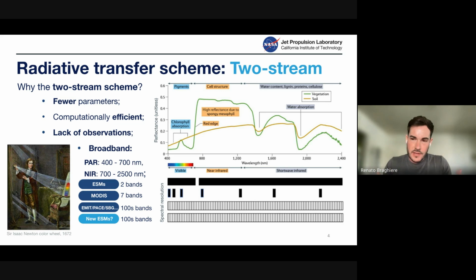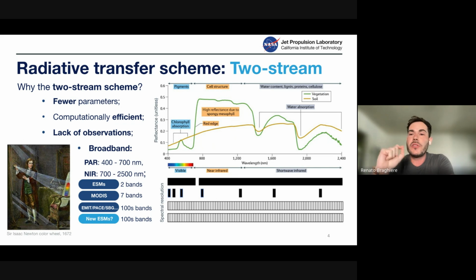But now that we live in this era where more and more hyperspectral sensors are starting to orbit the planet, does it make sense to make our Earth system models a little more complicated and a little more spectrally resolved, to account for some of the uncertainties in the radiative balance of the planet?